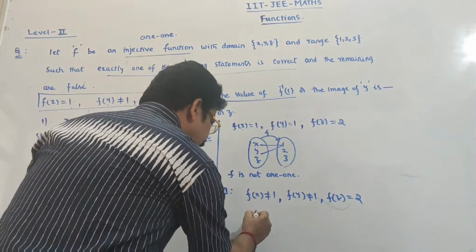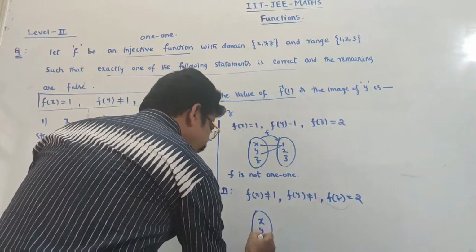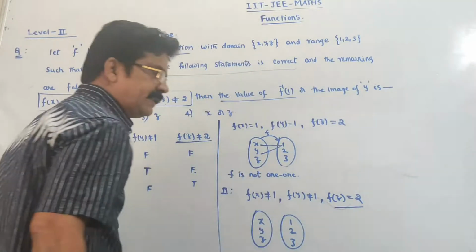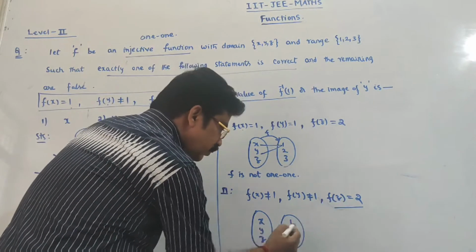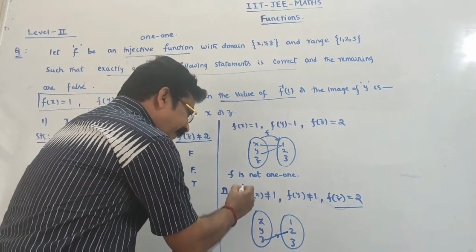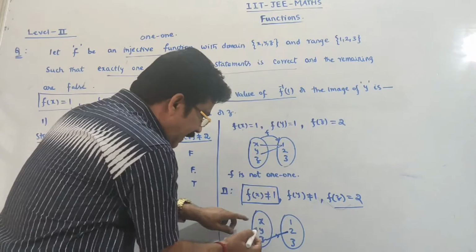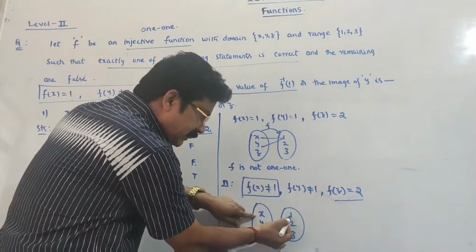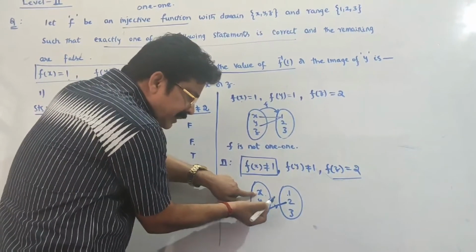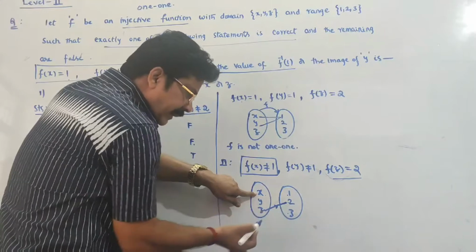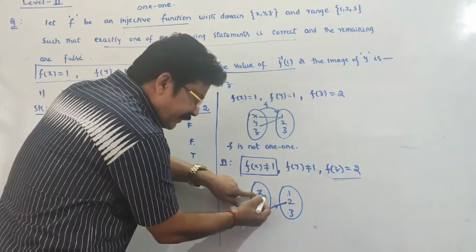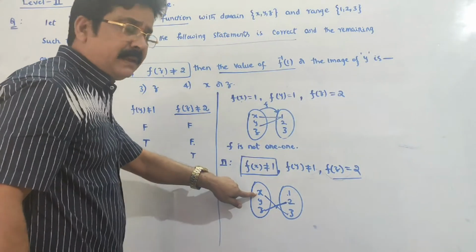Now, let us consider the tree diagram x, y, z and 1, 2, 3. According to this statement, f(z) = 2 means z is mapped with 2. Next, f(x) ≠ 1 means x is not mapped with 1, so x should be mapped with either 2 or 3. Already 2 is mapped with z, therefore definitely x should be mapped with 3.